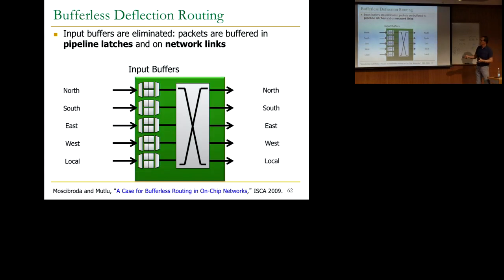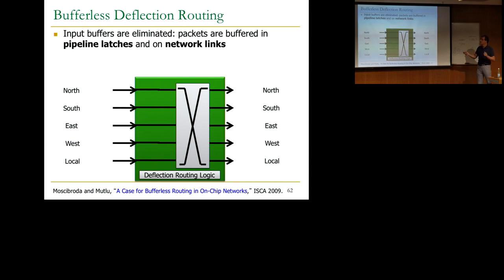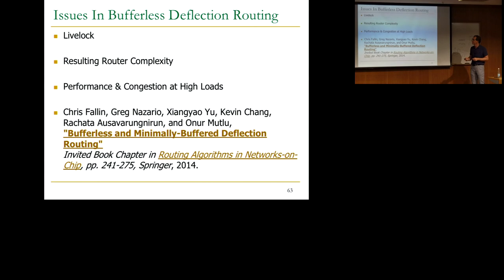And this is what a buffered router looks like, actually. You have these input buffers. You could also have output buffers. But we're going to look at this in a little bit. Basically, you buffer the packet in pipeline latches and on network links. Basically, you get rid of this, but this complicates the deflection routing logic, as we will talk about later.